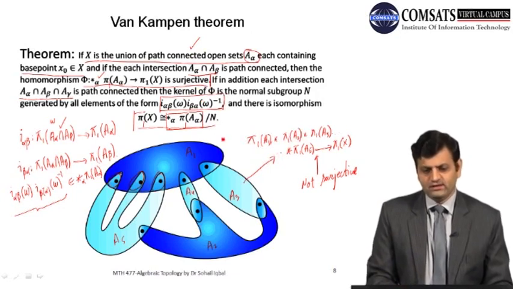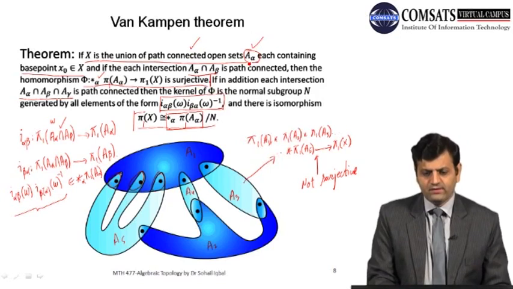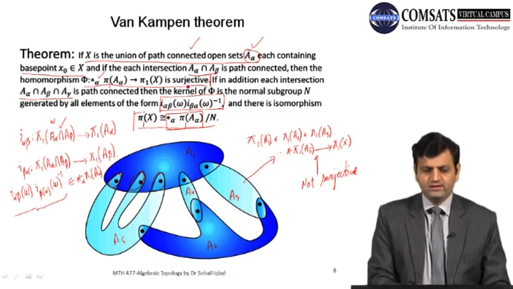We can say that these open sets A alpha cover the whole space, and these A alphas are path connected. So if they are path connected, we can calculate the fundamental group, and there is the following map. This map is surjective if the intersection of any two open sets is path connected, and of course otherwise it will not be surjective.